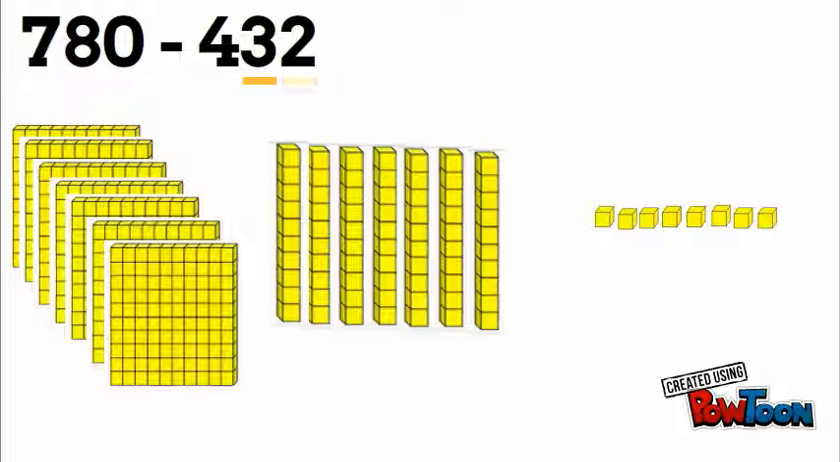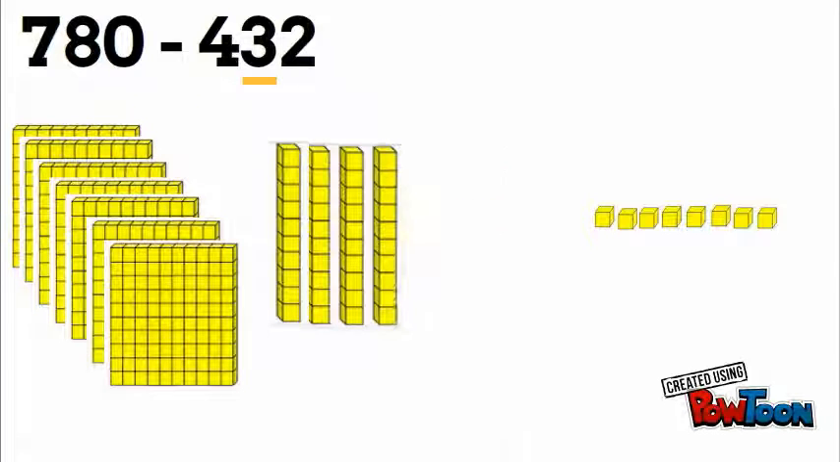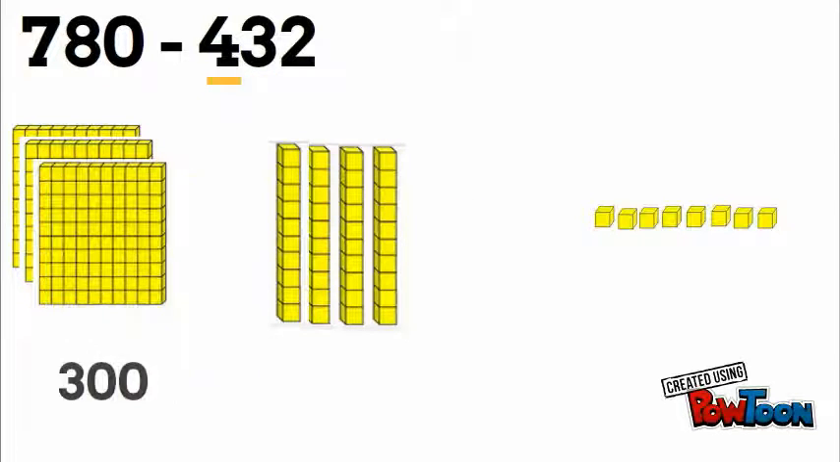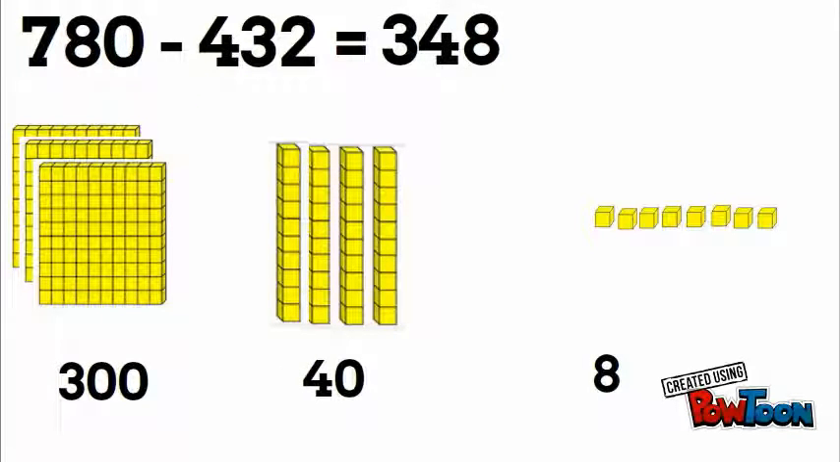2 away. I move to my tens place, take away 3 of them, move to my hundreds place, take away 4 of them. What's left? I have 300, 40, and 8, so our answer is 348.